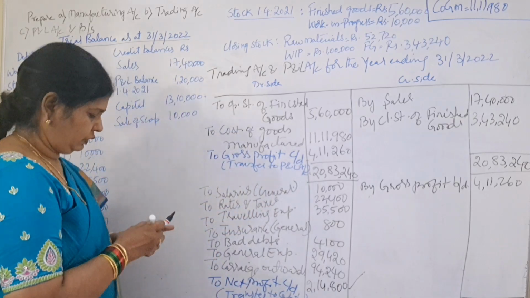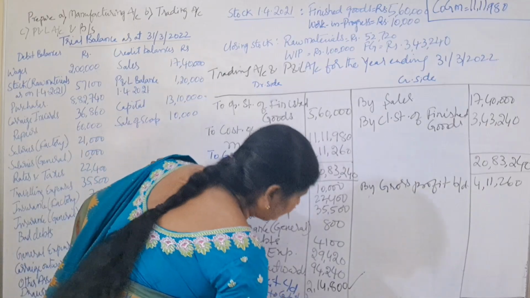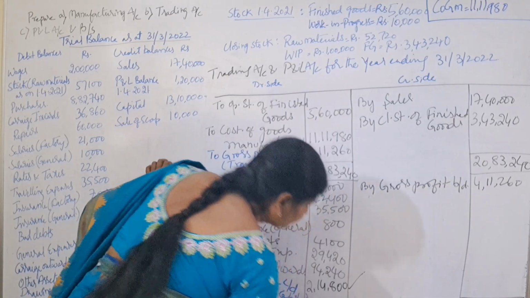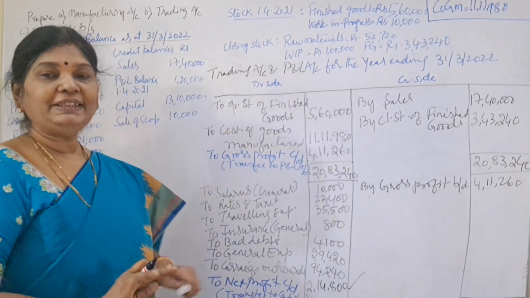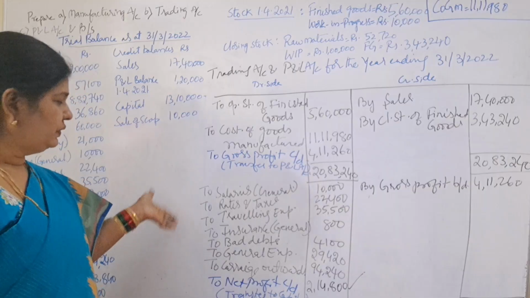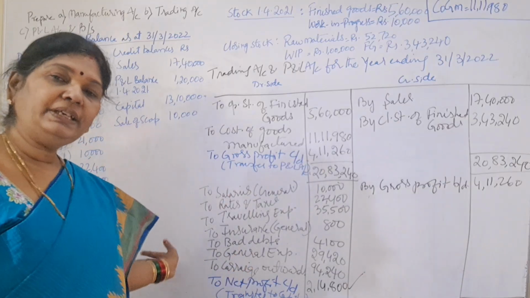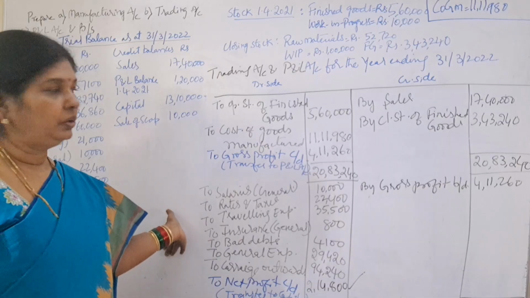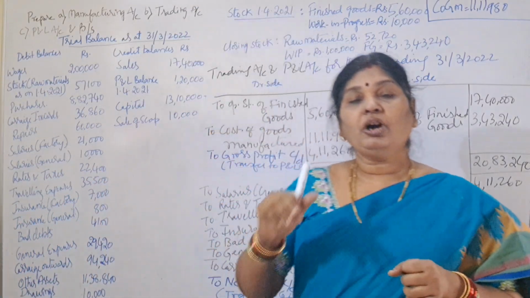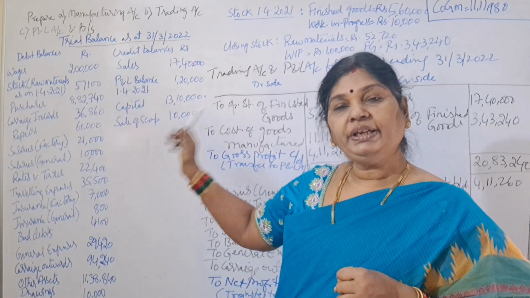Now what's the total of profit and loss account? 4 lakhs 11,260. Clear? So like this we have to prepare trading account and profit and loss account. So generally whatever the amounts we will get under profit and loss account, the same we will get in this type of problem also. Only the difference you can find is, if it is a normal final accounts problem, you will have all the amounts in trading account itself.